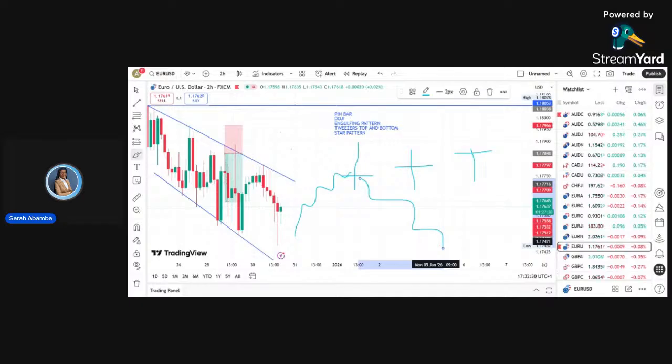But let's say this now is a bullish doji. The market was on a downtrend before, and it gets here and a bullish doji is formed. What you see is that the market will start going up. Is it clear now?